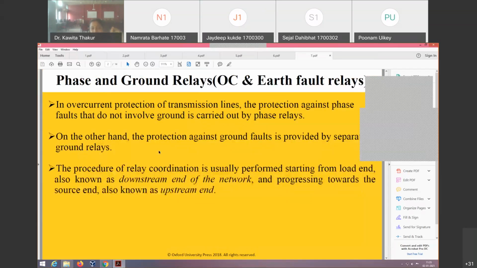In the seventh lecture, as I told in the fifth lecture, for phase fault the setting is from 50% to 200% in steps of 25%. For earth fault it is 10 to 90% in steps of 10%. How many phase fault relays and how many ground fault relays we require, this we have studied in this lecture.